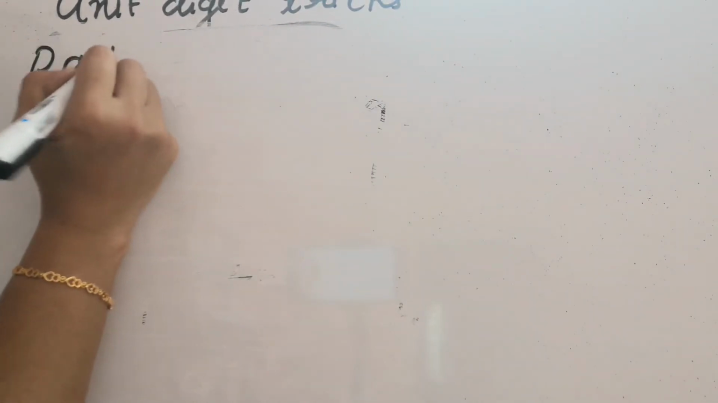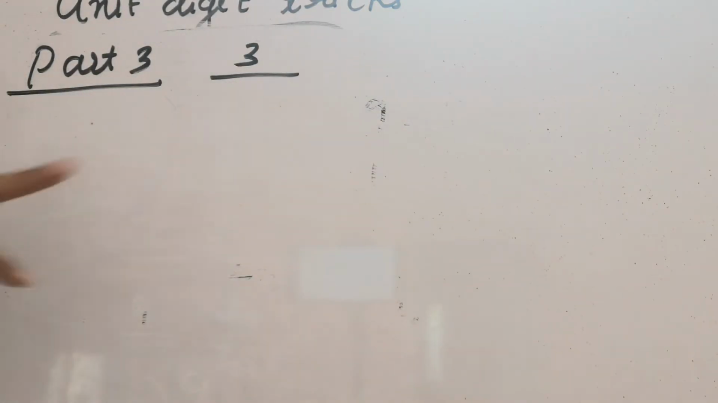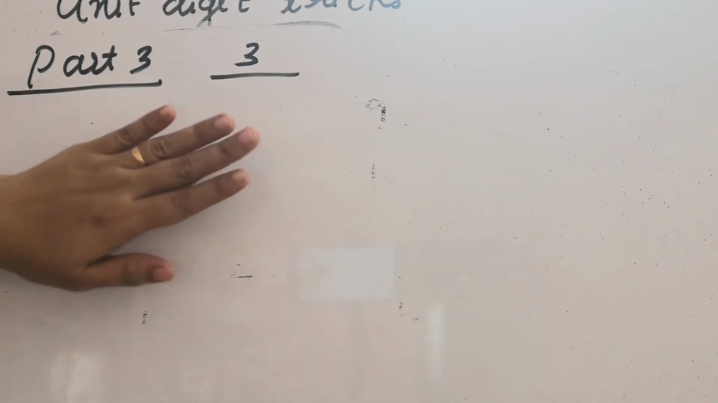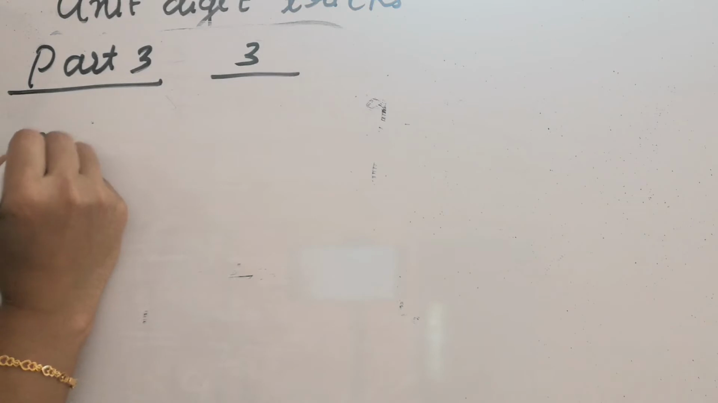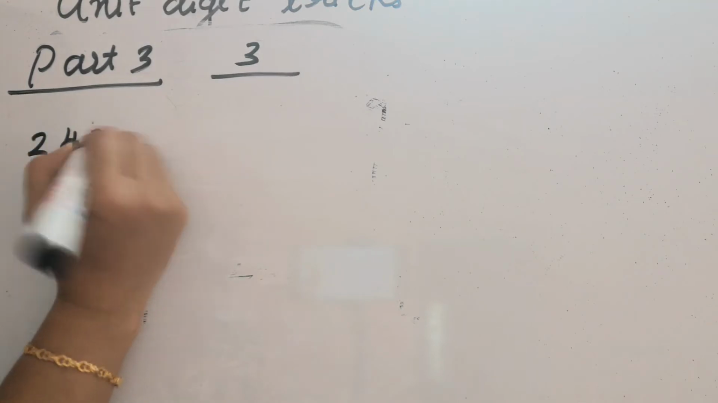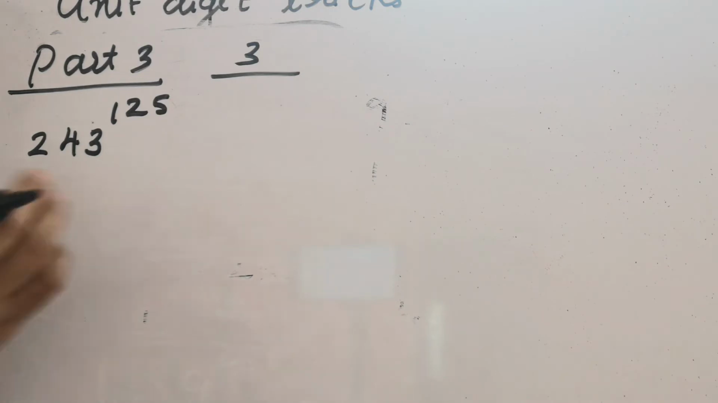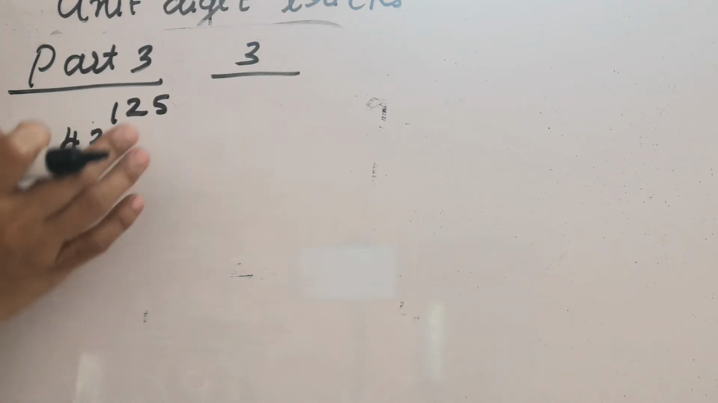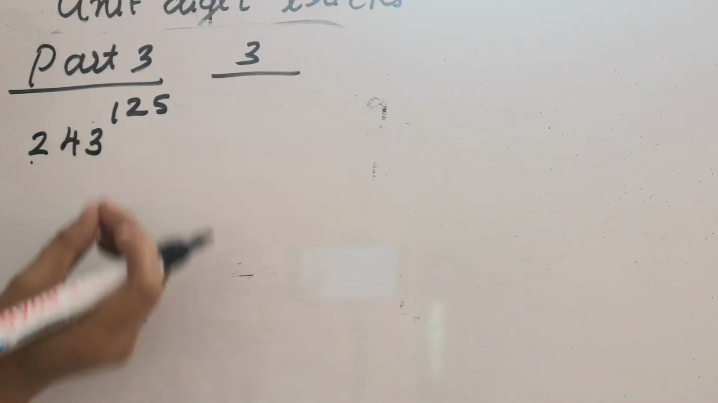Part 3 for 3. Okay, the little change is for this only, this 3 only. This rule can only be used for the number 3, the unit place number 3. So for example, we have to find the unit place number of 243 raised to 125.